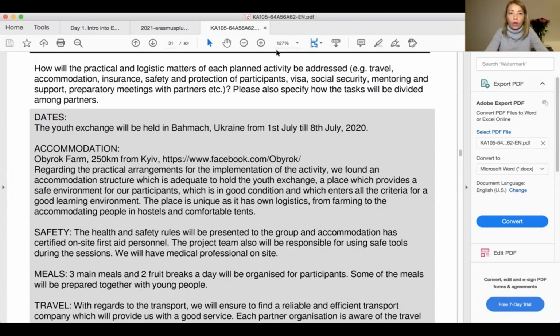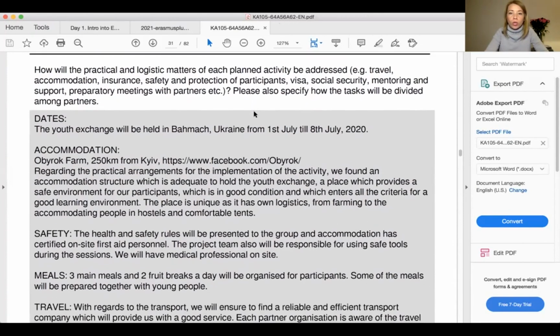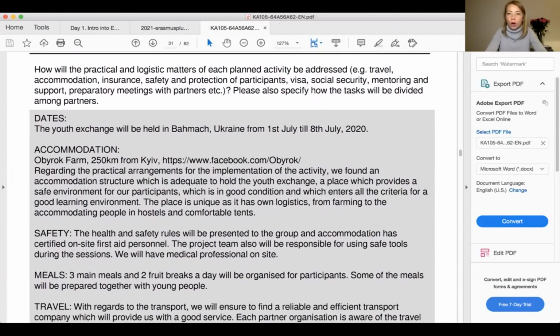So what practicalities should you think about when you're organizing a Key Action 1 project? I'm going to open one of our projects and show you how it looked in the past. So here you have a youth exchange, and this is an interesting exchange because our organization, we are applicants, so we got the fund and we are responsible for this project, but actually the project is happening in a partner country, in Ukraine in this case.